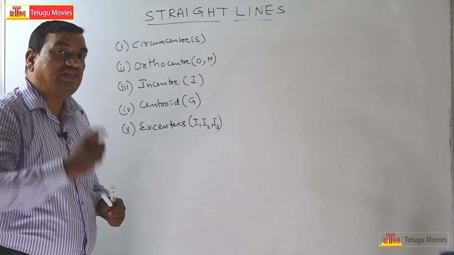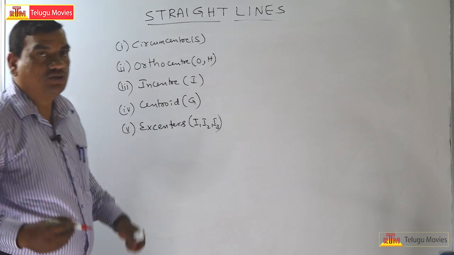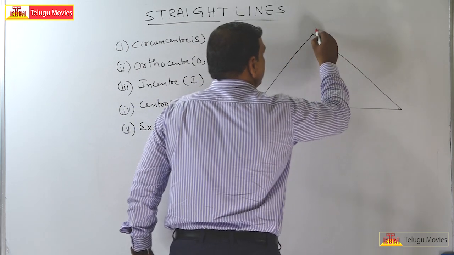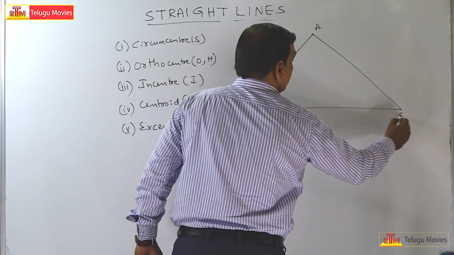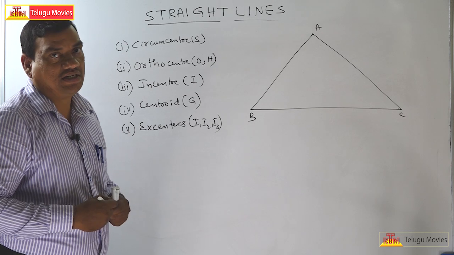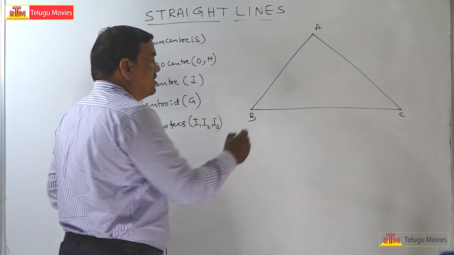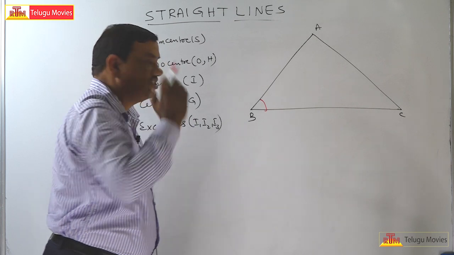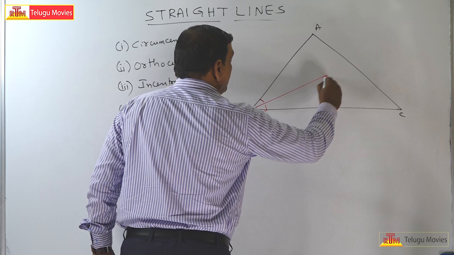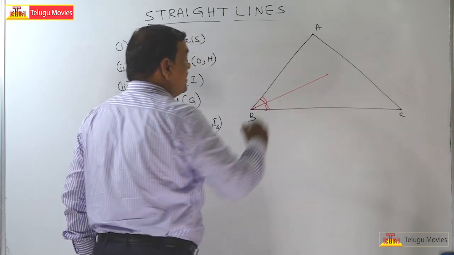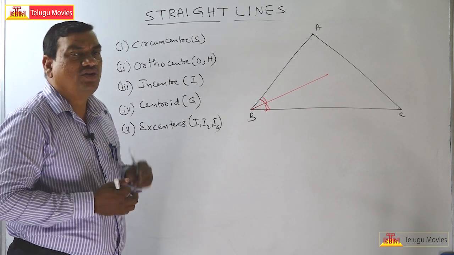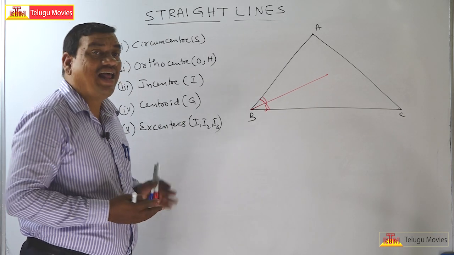Welcome back. What is the incenter of a triangle? Let us take a triangle ABC. Let us draw the angle bisectors. Angle bisectors means what? For example, if it is 60 degrees, then the line which divides this angle into two equal parts, that means 30, 30, is called the angle bisector. To be precise, it is an internal angle bisector.